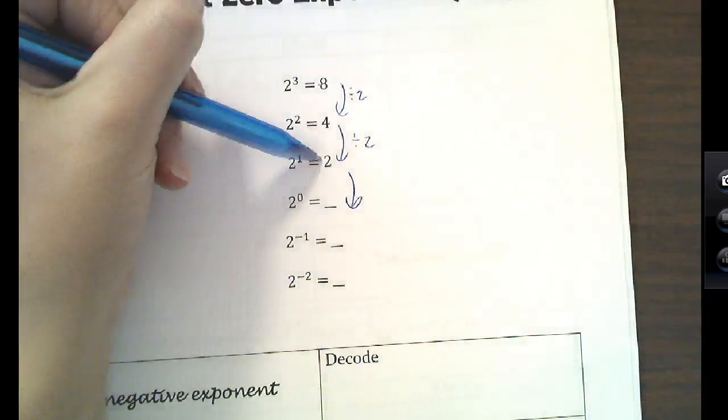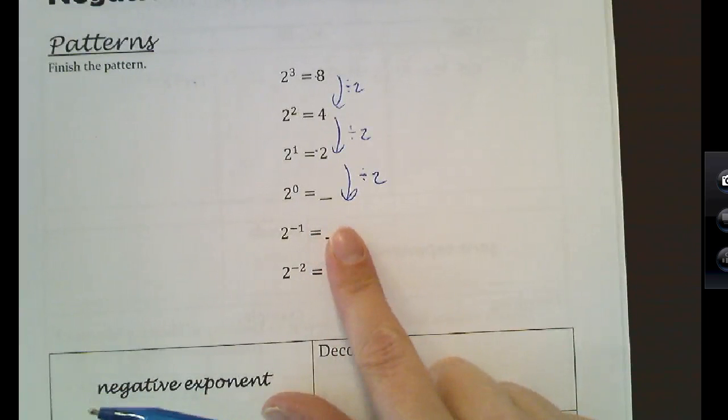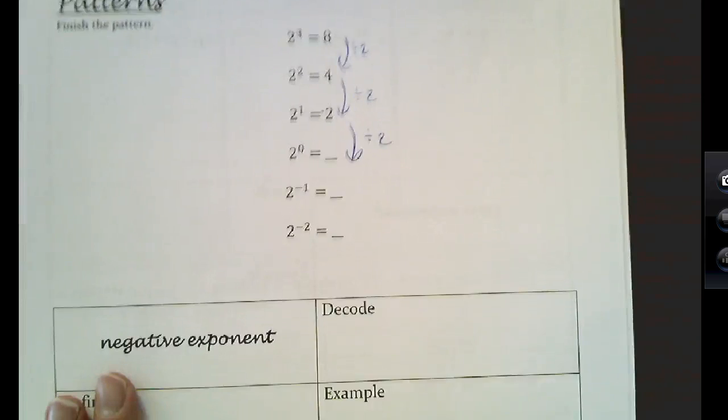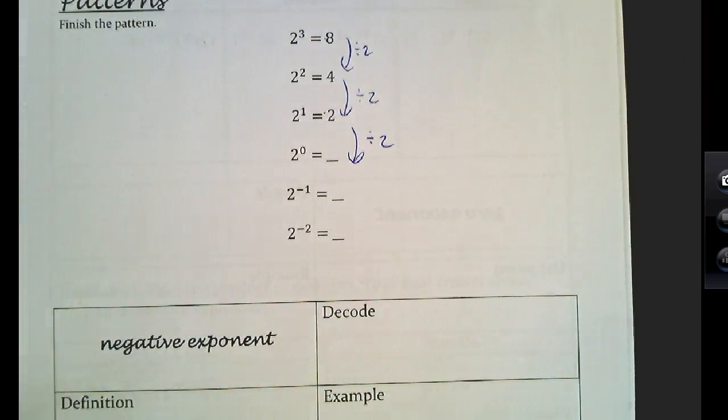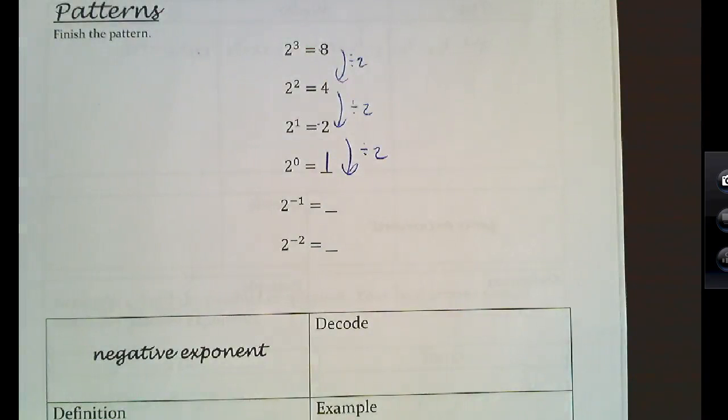So what I want you to do is fill in the next blank. Take that 2, divide it by 2. Every time it's just getting cut in half. It's getting smaller and smaller. So what is 2 divided by 2? It's 1, right? 2 divided by 2 is just 1. So I'm going to put a 1 on that line.